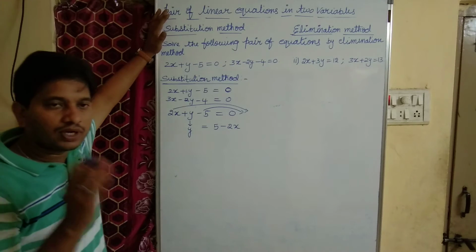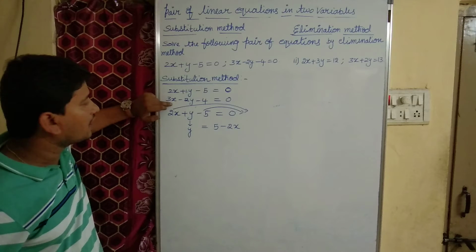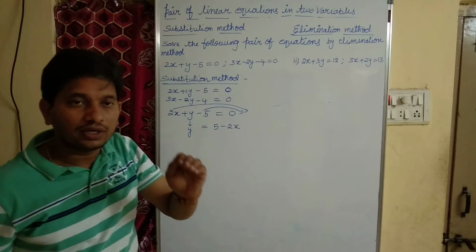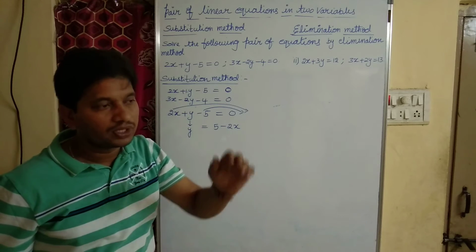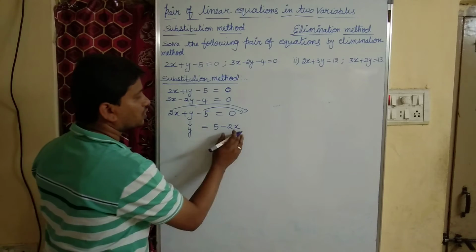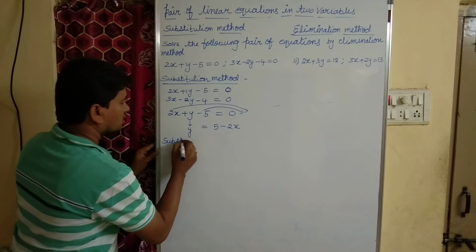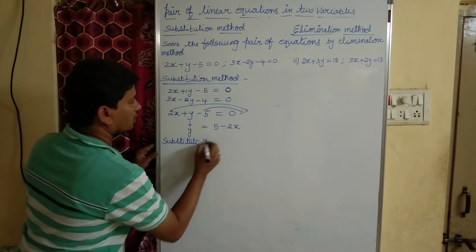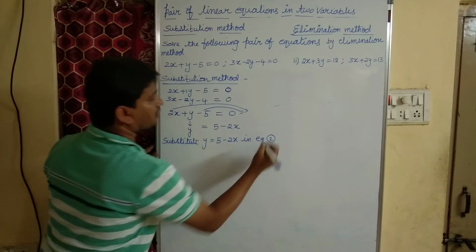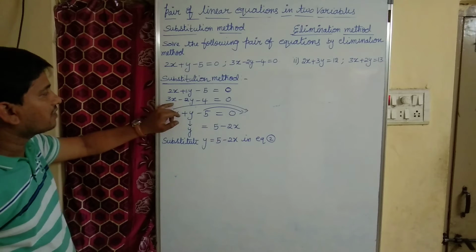Children, are you understanding? We are converting either of the equations. You can convert either equation number 1 or equation number 2. That is your choice. But what to do? We need to convert it into the form of y = in terms of x, right? We got the y value 5 - 2x. Now substitute y = 5 - 2x in either equation number 1 or equation number 2. So let me substitute y = 5 - 2x in equation number 2.